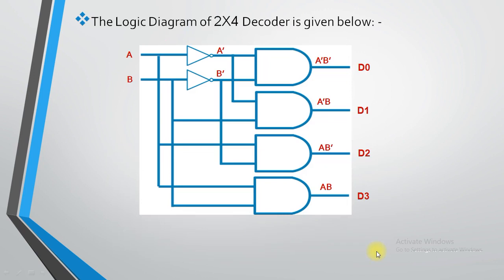Now to draw the logic diagram, you need to draw 4 AND gates. You need to mention the output variables D0 to D3. You need to write the logic over here, and based on the logic you need to attach the cables.